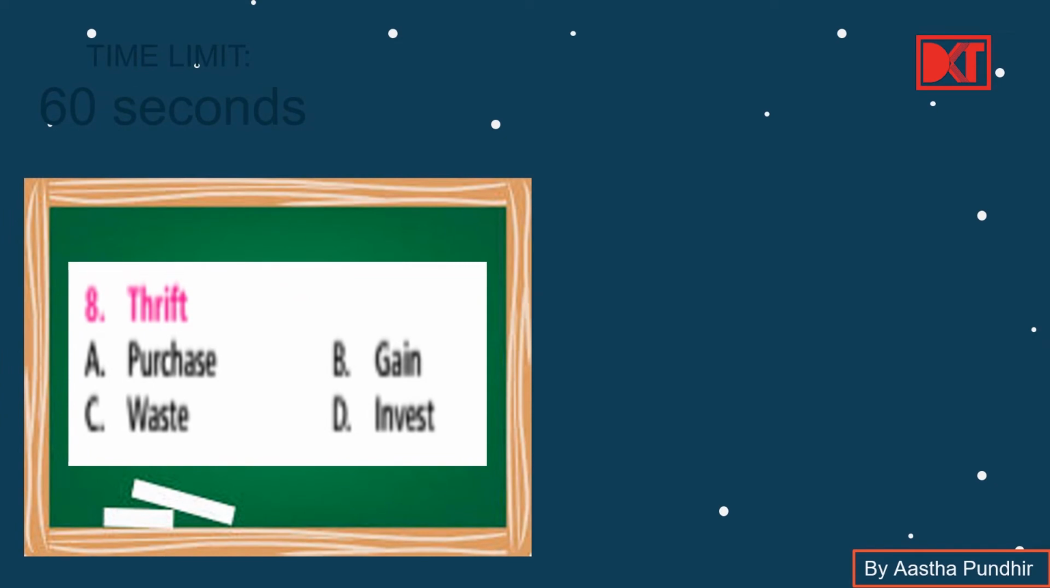Okay, next up we have thrift. Here the options are purchase, gain, waste and invest. Now we have to choose the antonym. Thrift could be the antonym of waste, because thrift actually means using something very carefully in a wise manner, because wasting is just throwing it away and not using it wisely. Alright.